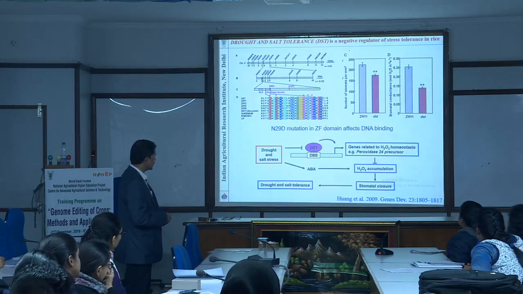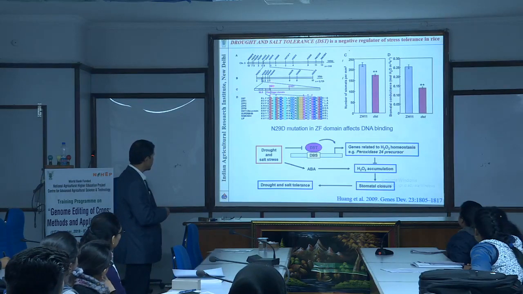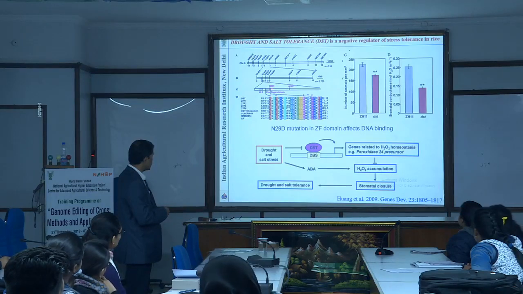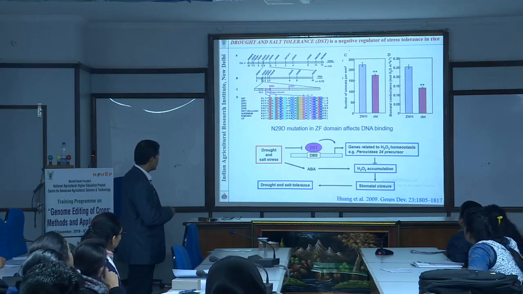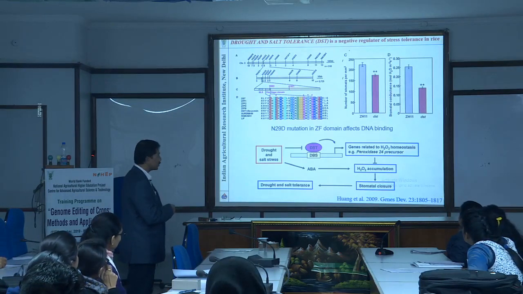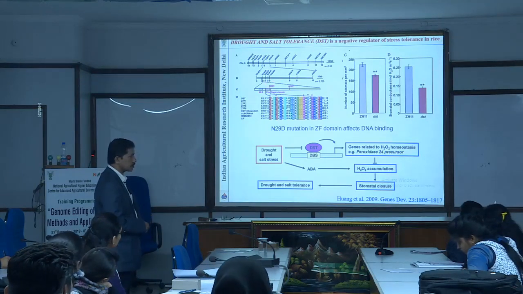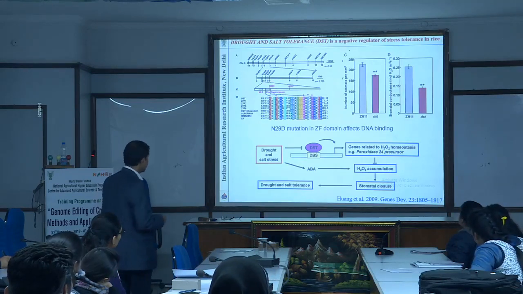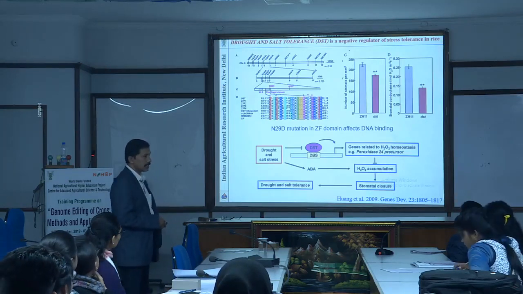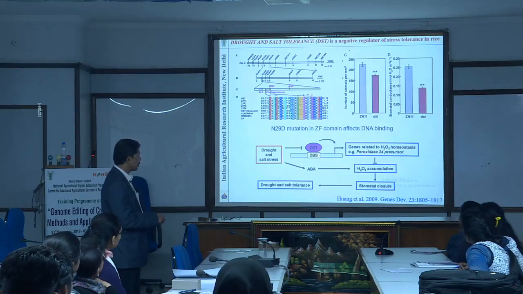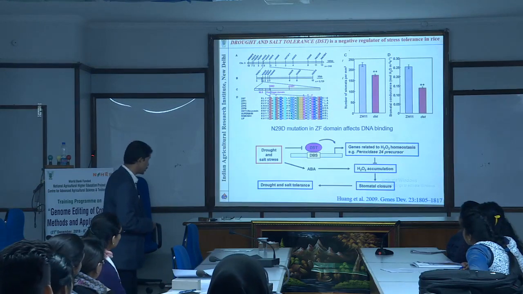When this gene is mutated, in this particular case the DST mutation, N69 was converted into D, an asparagine to aspartic acid mutation. They identified two mutations, but using molecular studies they confirmed that this is the causal mutation for the DST phenotype. If there is a mutation in the zinc finger domain, the protein is unable to bind to the DNA, so it is not able to induce the expression. So these plants are more tolerant to drought and salt stress.